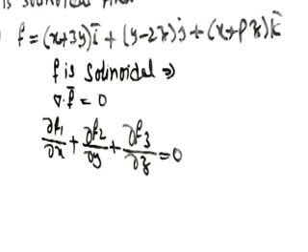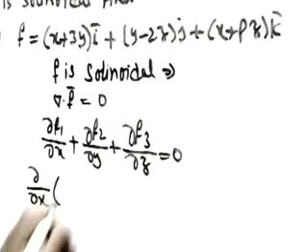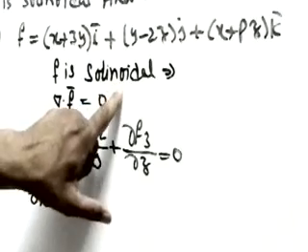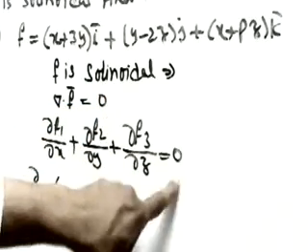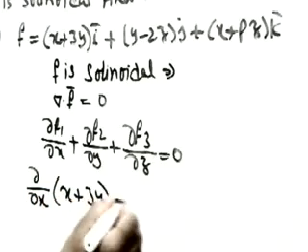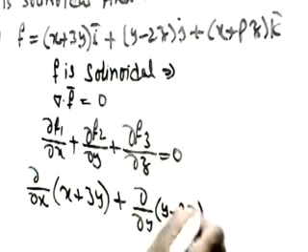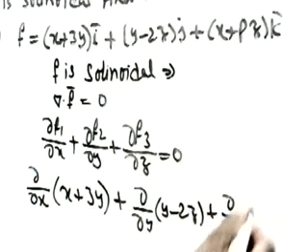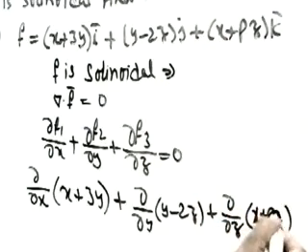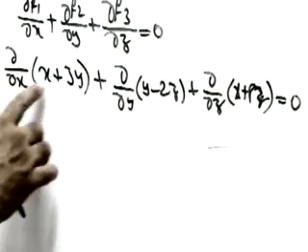The formula of divergence is dou f1 by dou x plus dou f2 by dou y plus dou f3 by dou z. In the question it is given that it is solenoidal, so therefore we have to take 0 and we'll get the value of p. Dou by dou x of f1, f1 is x plus 3y, plus dou by dou y of f2, f2 is y minus 2z, plus dou by dou z of f3, which is x plus pz, equals 0. So let me solve this one.